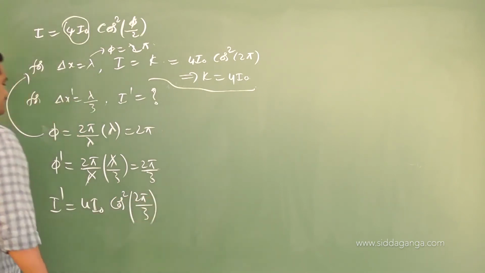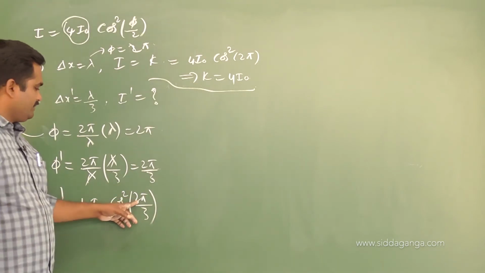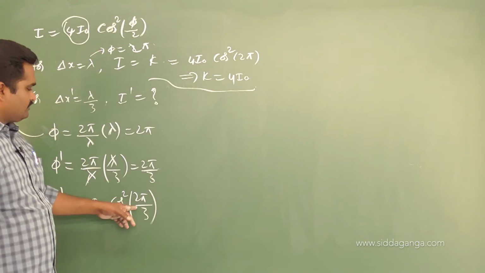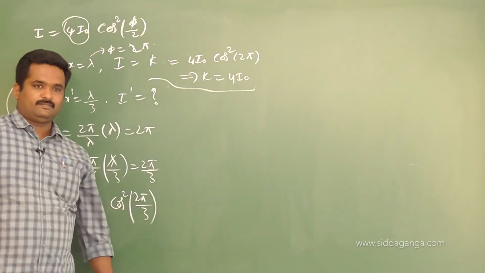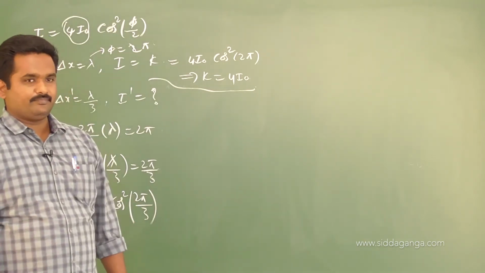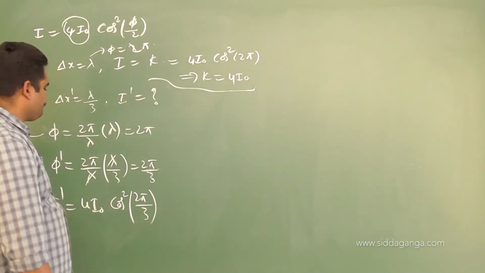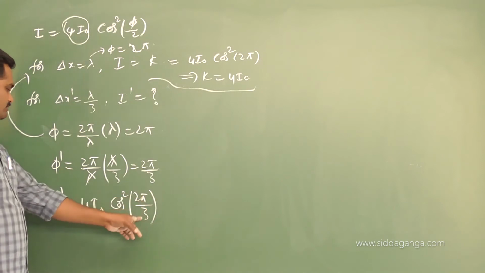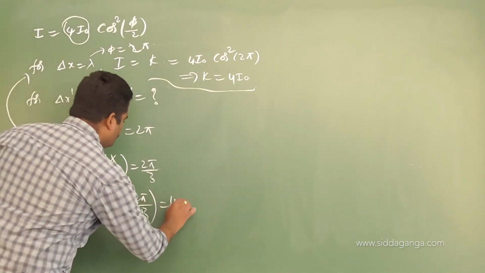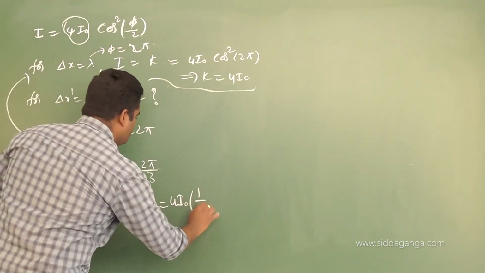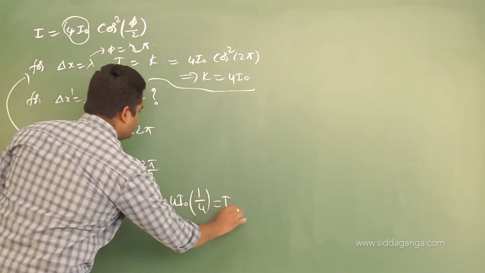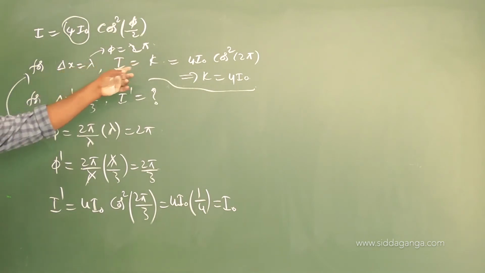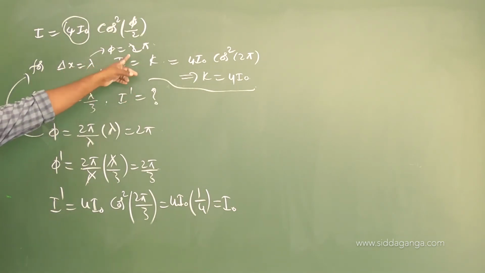What is 2 pi by 3? Pi by 3 means 60, right? 60 into 2, 120. Cos 120 is how much? Cos of 90 plus 30 is minus sin 30, minus 1 by 2. 1 by 2 whole square is 1 by 4. We will get 4I naught into 1 by 4, which is equal to I naught.